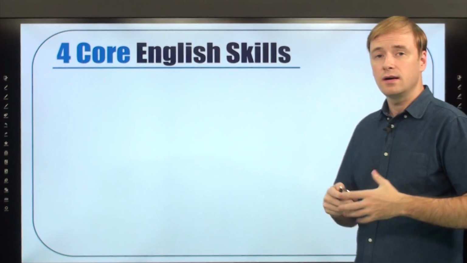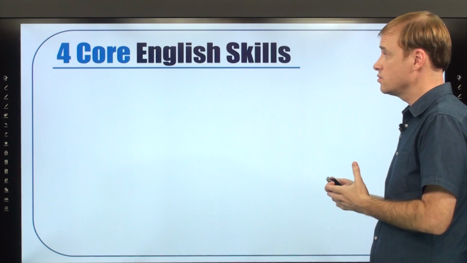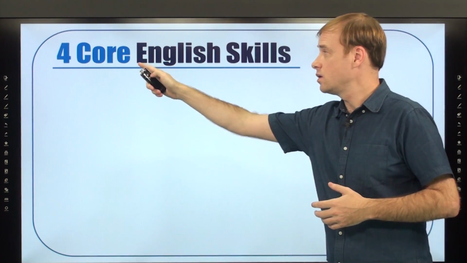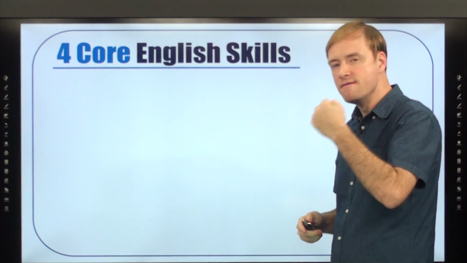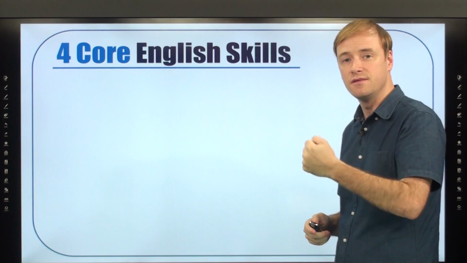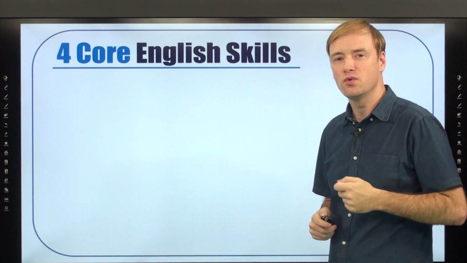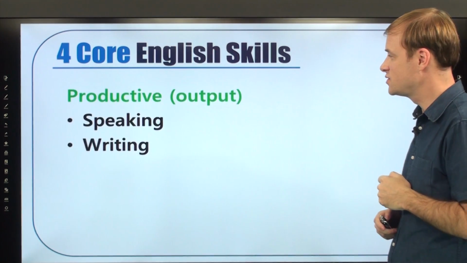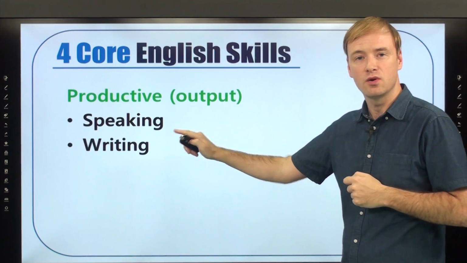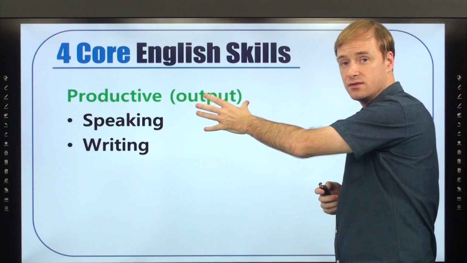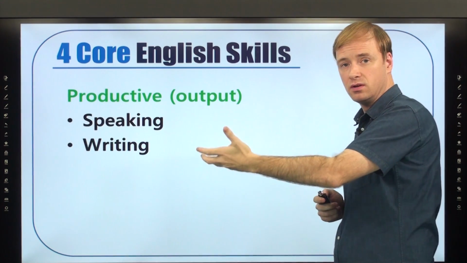So the 4 language skills, we also call them the 4 core English skills. Core means center. Very important, okay? These are very important skills, and I think you already know these skills. The first 2, speaking and writing. Now, speaking and writing, these are called productive skills or output, okay?